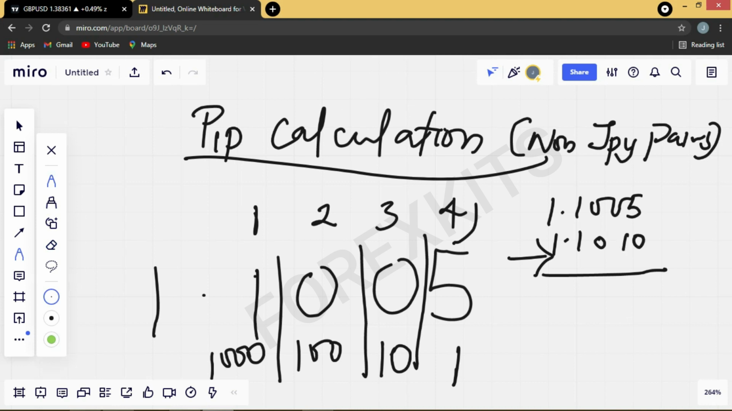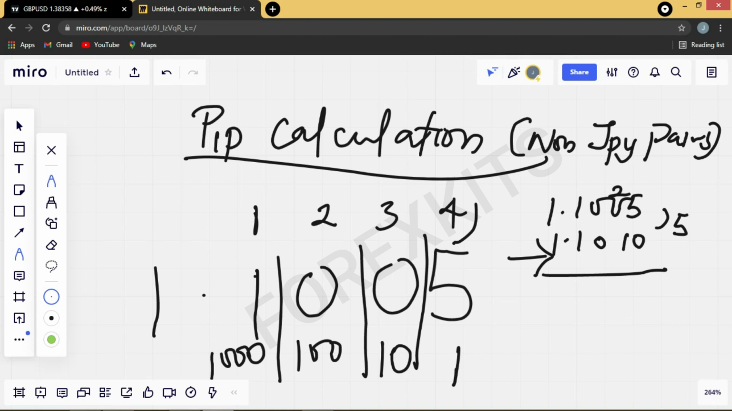1.1010, okay. So what is the difference now? It's still a 5 pip difference, but we notice that the 2nd decimal place has been touched. The 3rd decimal place, sorry, 2nd from the left-hand side, but the 3rd decimal place generally, based on the arrangement, okay, that has been touched.